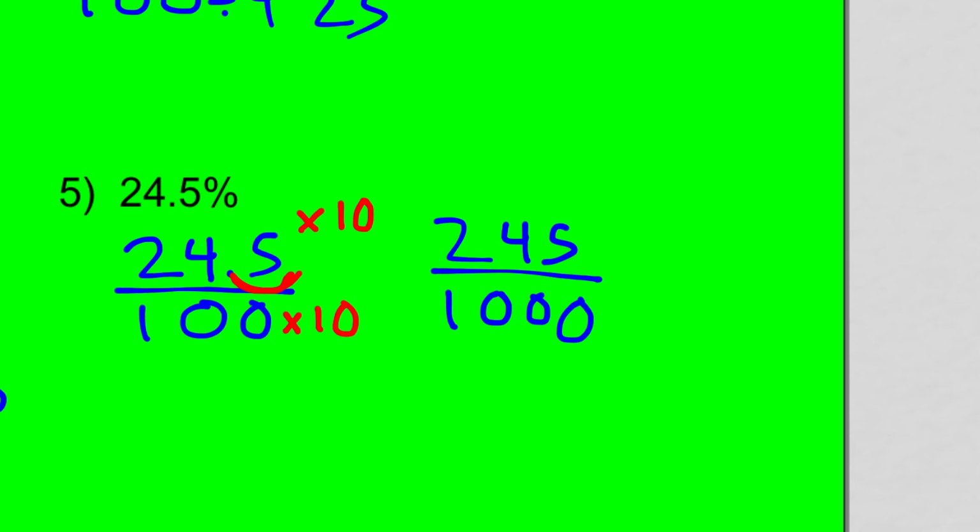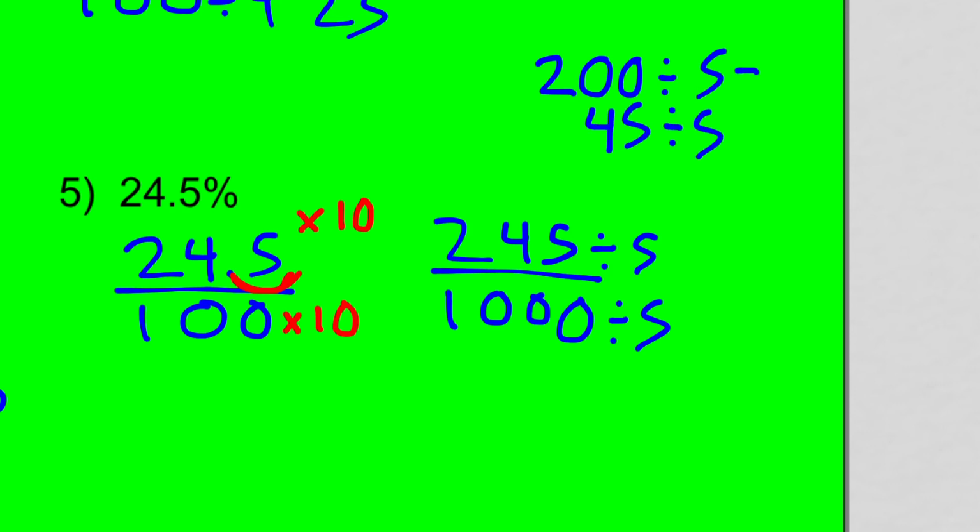Okay, and then getting that in lowest terms. Well, I know that they end in 5 and 0, so I know I'll be able to divide by 5. But how do I do 245 divided by 5? Well, I'll make it two easier numbers. How about 200 divided by 5 and 45 divided by 5? 200 divided by 5, well, 20 divided by 5 is 4, so 200 divided by 5 is 40. And 45 divided by 5 is 9. Add those up and you get 49. 1,000 divided by 5. Well, 10 divided by 5 is 2, and then I can tack on 2 zeros. So that's going to be 200.